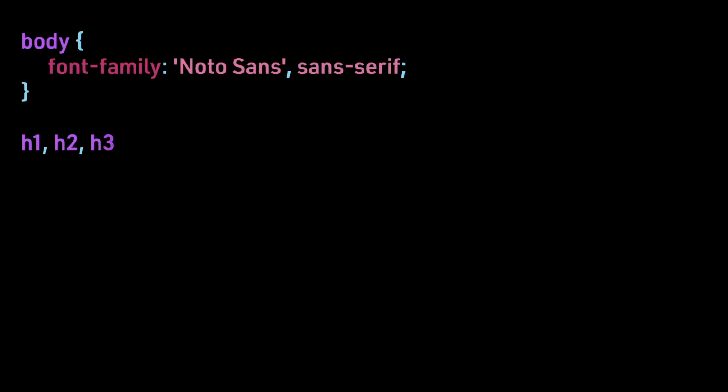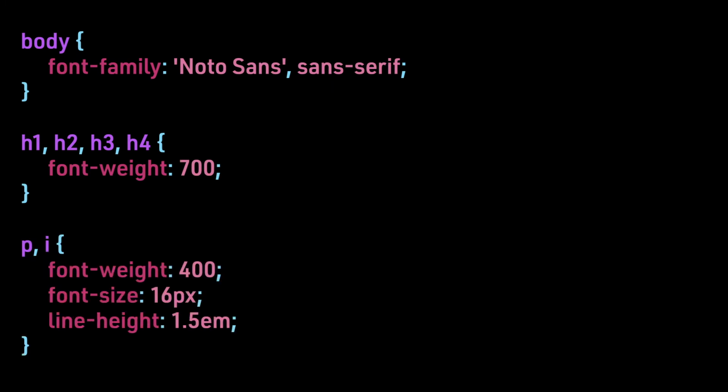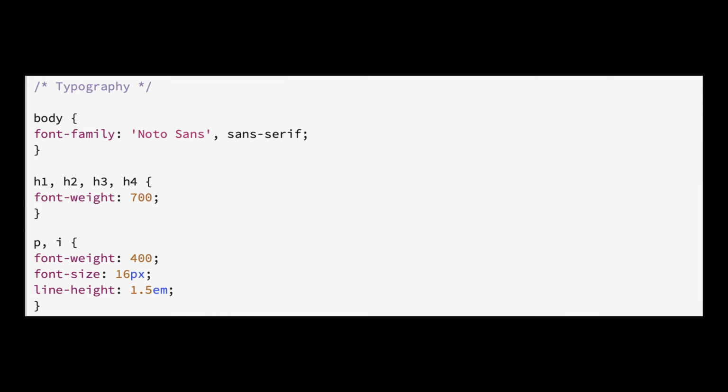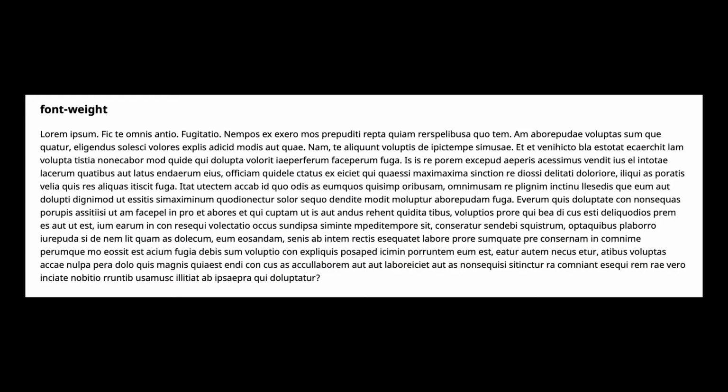Here are examples from our code sample files. Body: font-family Noto Sans, sans-serif. H1, H2, H3, H4: font-weight 700. P, li: font-weight 400, font-size 16 pixels, line-height 1.5em. Here is how this looks in our style sheet from our code sample file. And here is how it would display.